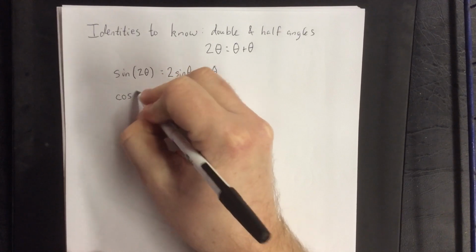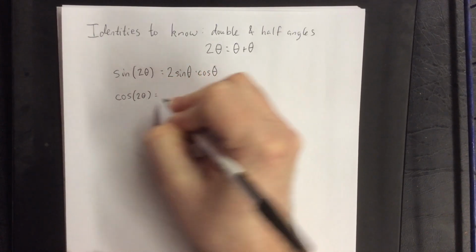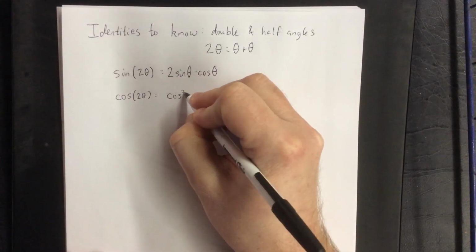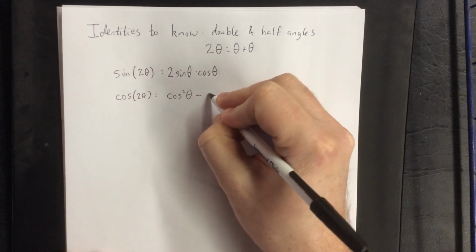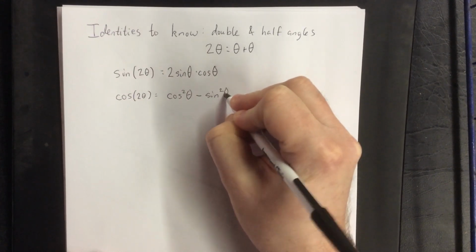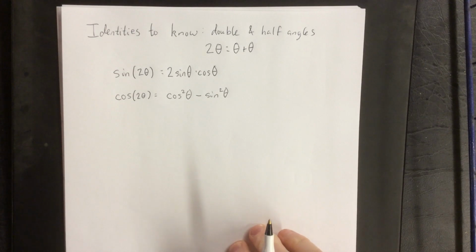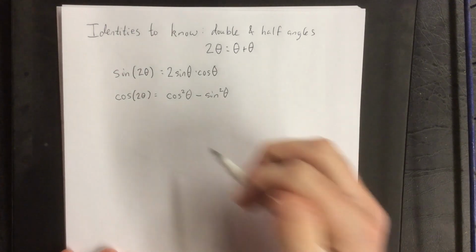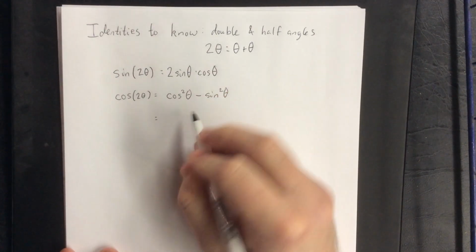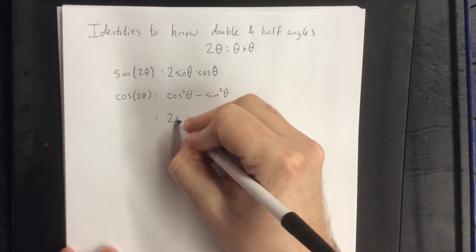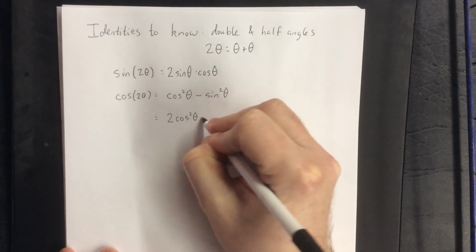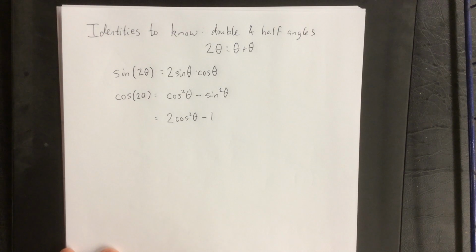For the cosine of a double angle, there are 3 identities to know. The first of which comes directly from the cosine of a sum formula. It is the cosine squared of theta minus the sine squared of theta. However, Pythagorean identities can be applied to the squares that are present within this identity and can be simplified in a number of different ways.